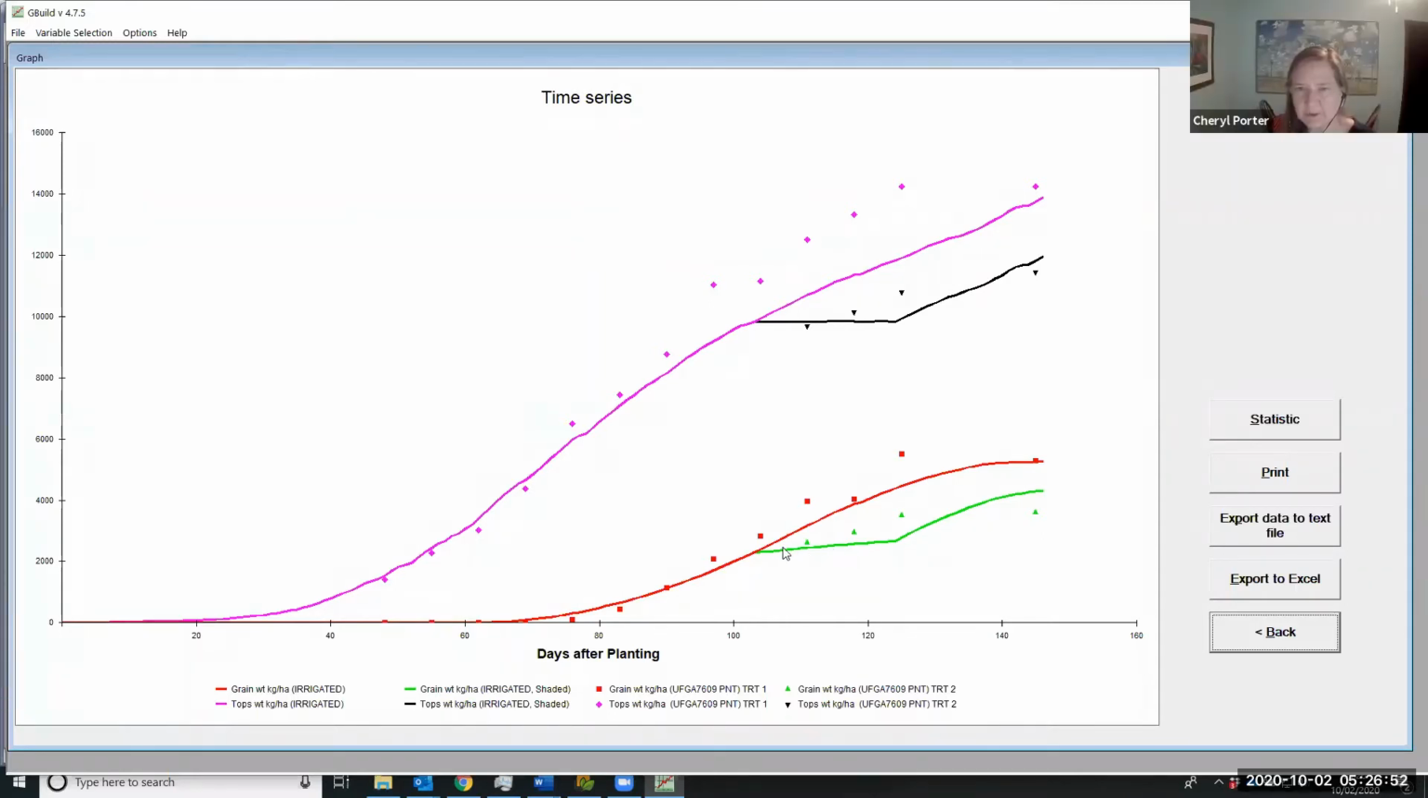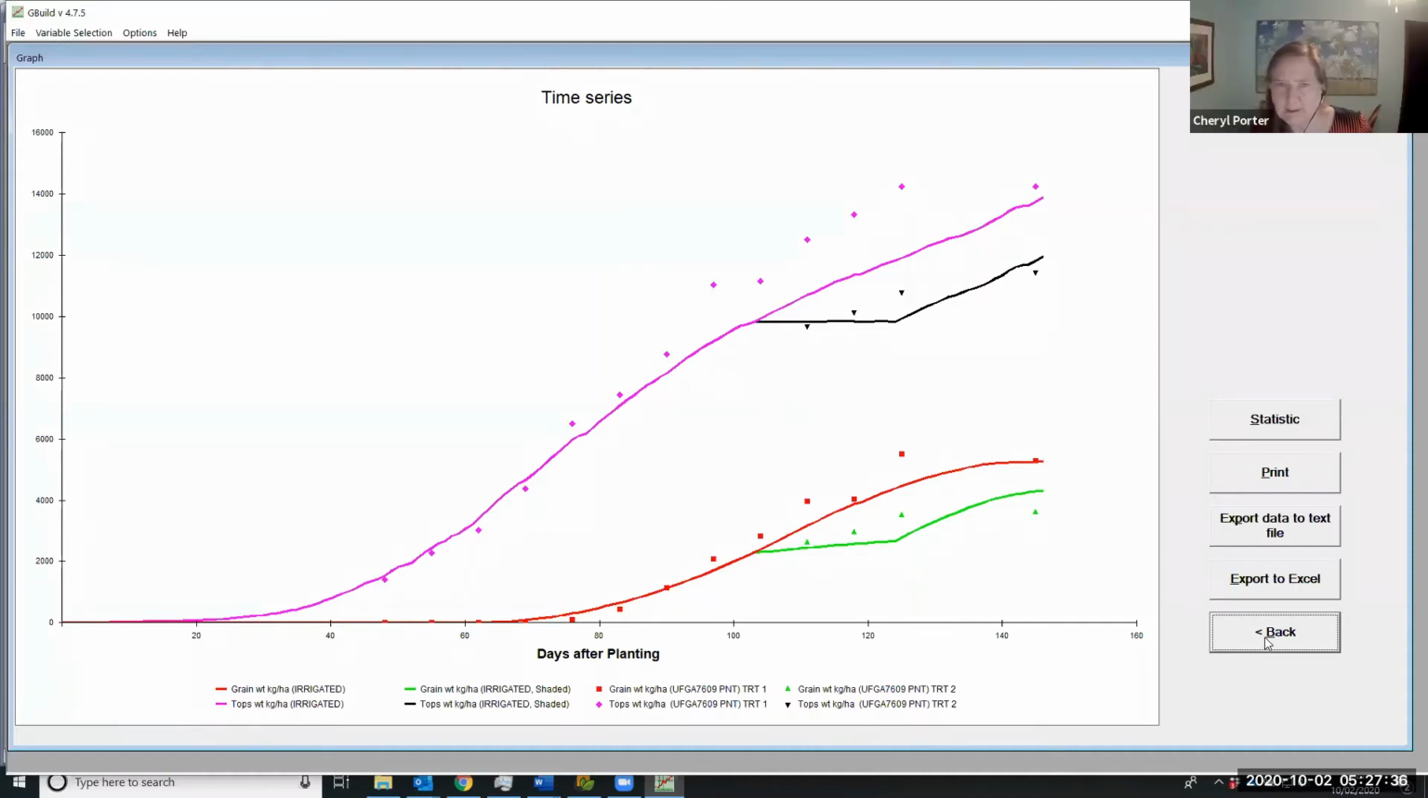So for that 21-day period, we can see that the biomass growth stopped almost completely, or the grain weight growth stopped almost completely, and the biomass weight as well. But once the shade cloth was removed, we see some recovery.